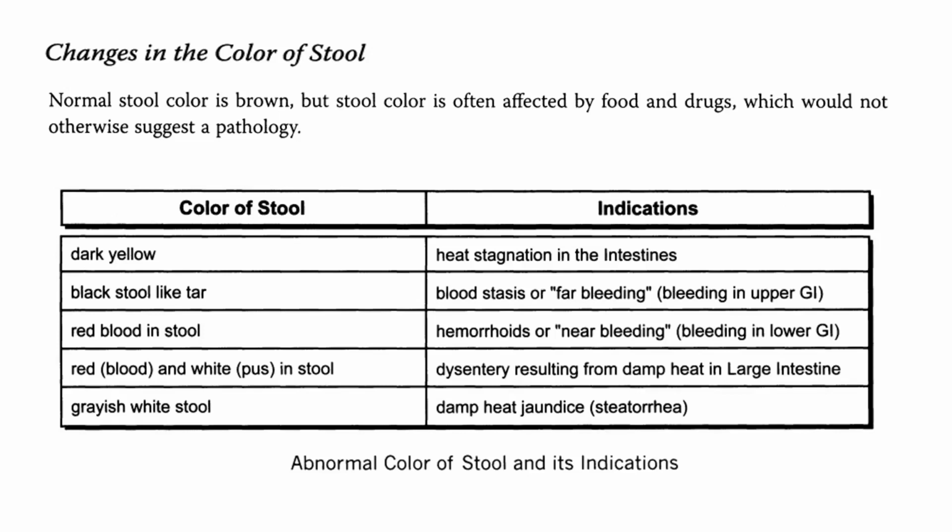If it is red blood in stool, this could indicate hemorrhoids or bleeding in the lower GI. If it is red blood with white pus in stool, it indicates dysentery resulting from damp heat in the large intestine. If the color of the stool is grayish white stool, this indicates damp heat jaundice, steatorrhea.